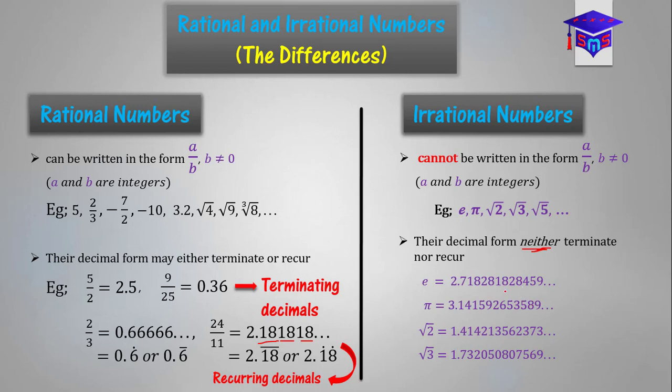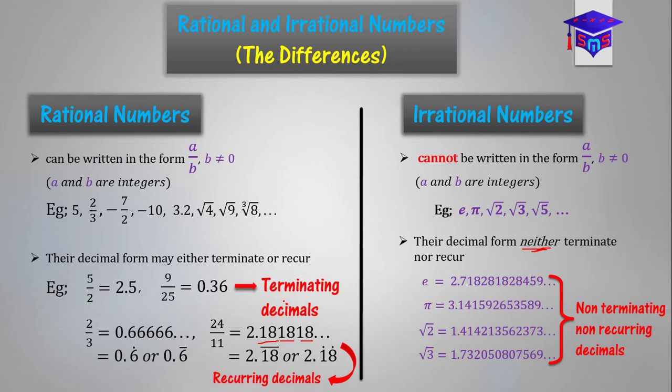And so decimals of this form, which neither terminate nor recur, are what we refer to as non-terminating and non-recurring decimals. So the decimal form of rational numbers either terminate or what? Recur. But on the other side, the decimal forms of irrational numbers, they neither terminate. In fact, it does not terminate, and then what? Does not recur.